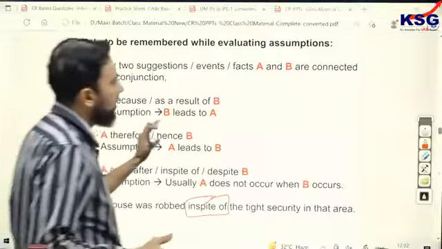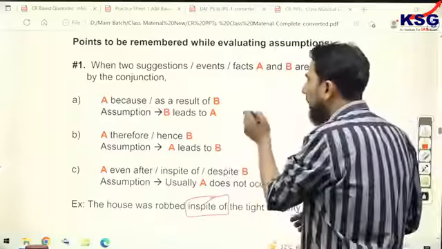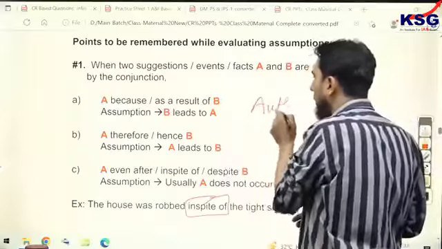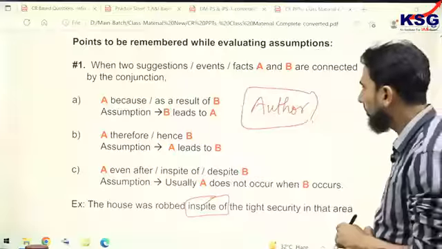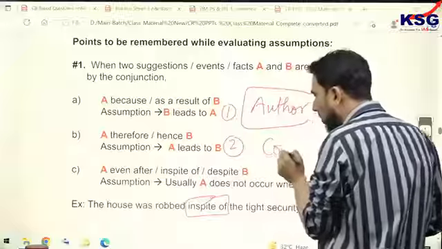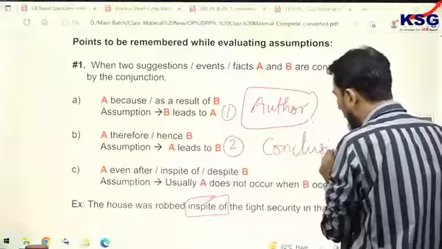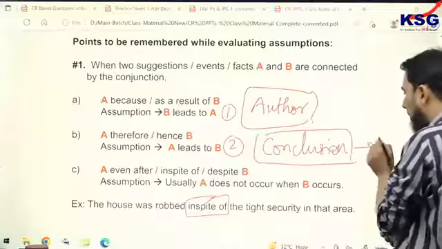ठीक है? अब चलते हैं कि कैसे आप आंसर निकालेंगे. The first point you have written is that we are supposed to find out the assumption, and actually it means the assumption of the author, right? That's point number 1. Write down point number 2. The conclusion will always be given there. In a question of an assumption, conclusion will always be given.